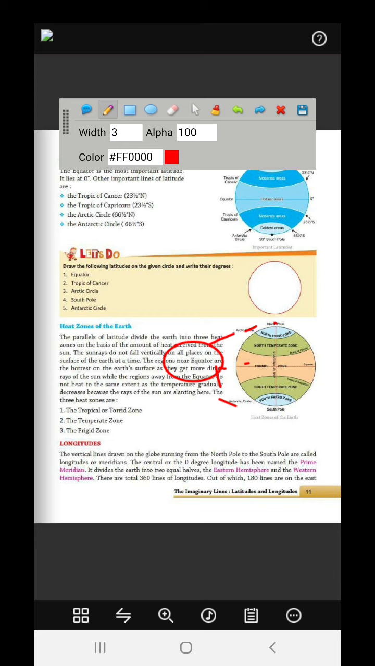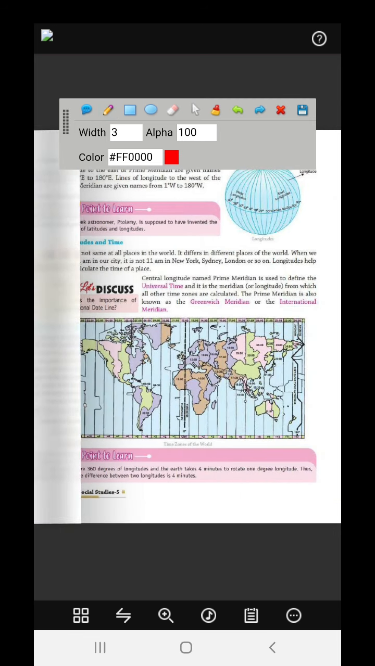Okay. So now longitude. The vertical lines drawn on the globe which run from the North Pole to the South Pole are known as longitudes or meridians. The 0 degree longitude has been named the prime meridian. It divides the earth into two equal halves, the Eastern Hemisphere and the Western Hemisphere. Just like the latitudes, there are 360 lines of longitude, out of which 180 lines are on the east and 180 lines are on the west.